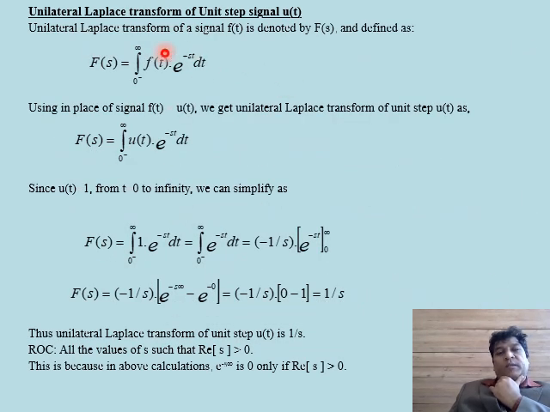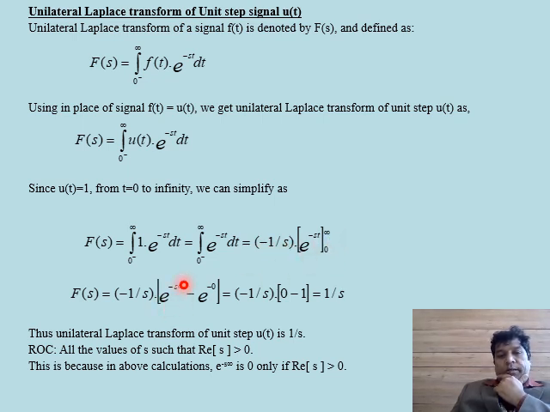Now we are going to do a simple problem. We will calculate the unilateral Laplace transform of unit step. So we are going to take this Laplace transform formula and substitute u of t. We know u of t is 1. So we simply have to do the integration of e power minus st, which is simply e power minus st divided by minus s. Now we substitute the limits infinity and 0.